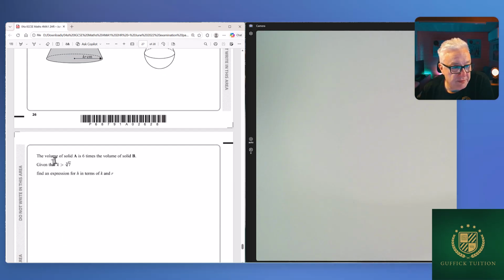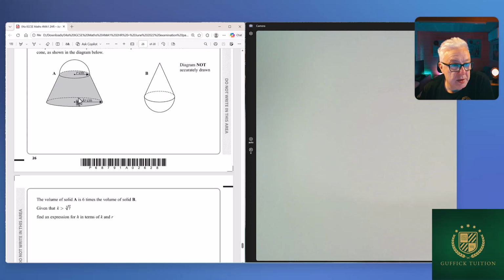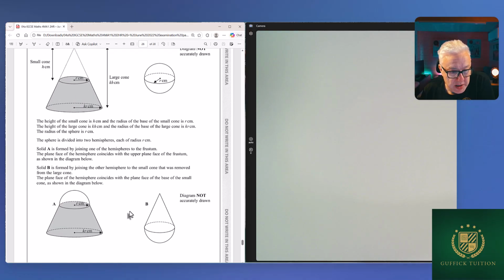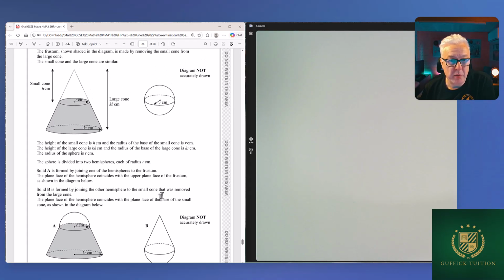And then it says the volume of solid A, the big one, is 6 times the volume of solid B, the little one here. Given that k is greater than the cube root of 7, find an expression for h in terms of k and r. Wow, what an intriguing question. So let's have a look at this and think about what we're going to do.